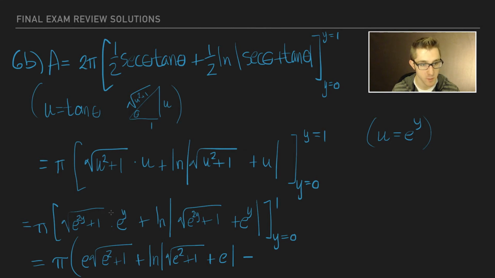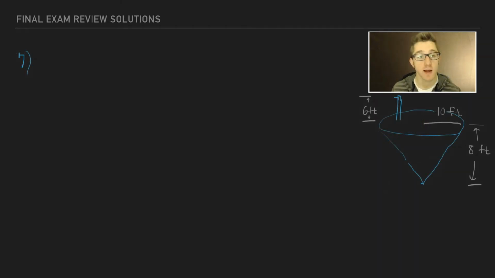So we'll have, this will be 1, this will be e to the 0 is 1 again, plus 1, so I'll have a square root of 2. And then minus, because we're subtracting the term when we plug in 0, minus the natural log of the square root of 2 plus 1. And there we go.